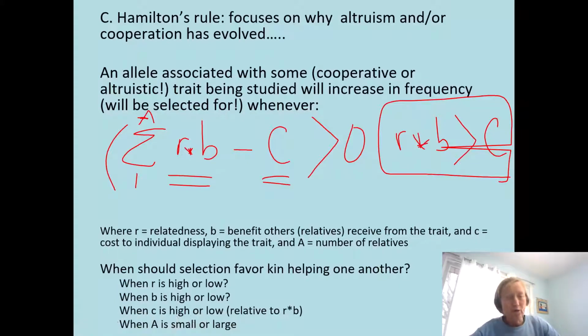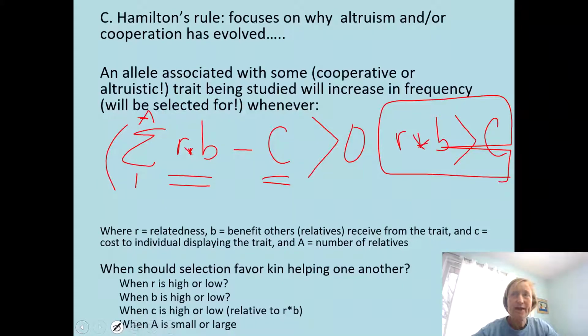Now let me ask you a few of these questions down here to see if we understand this relationship. When should selection favor kin helping one another? When should selection favor cooperative behavior among kin, among relatives? When R is high or low? R is the relatedness.